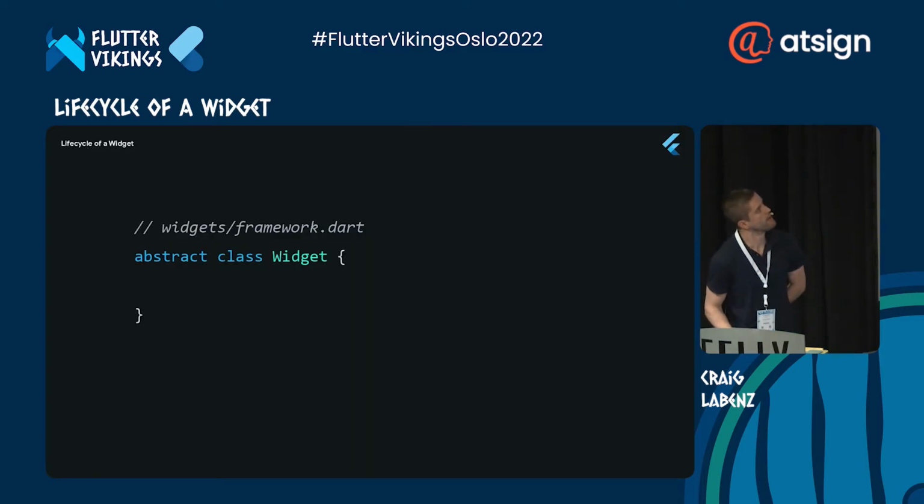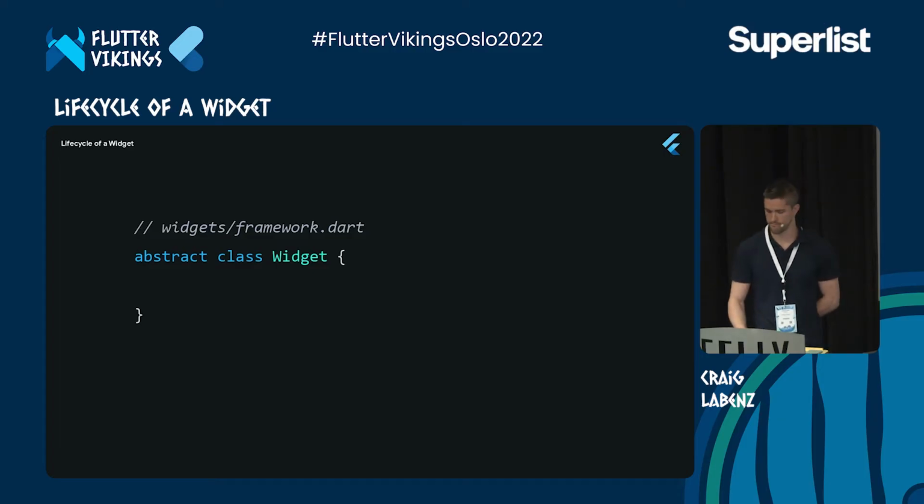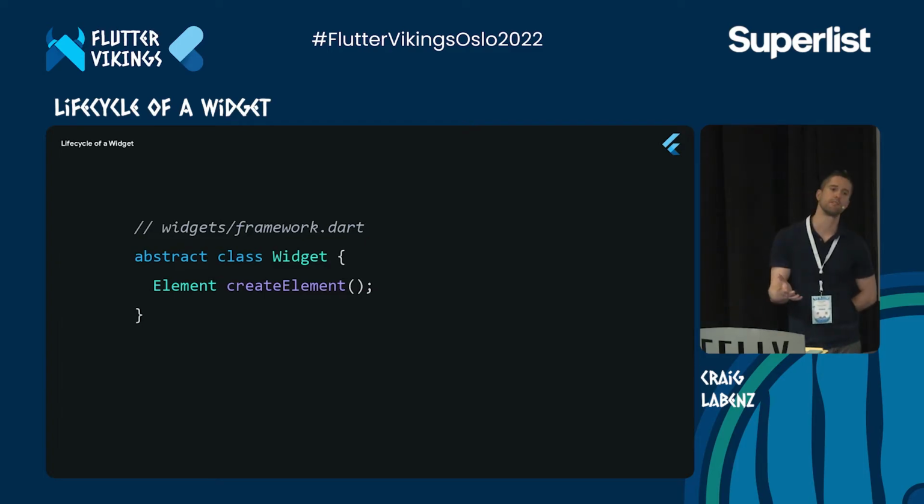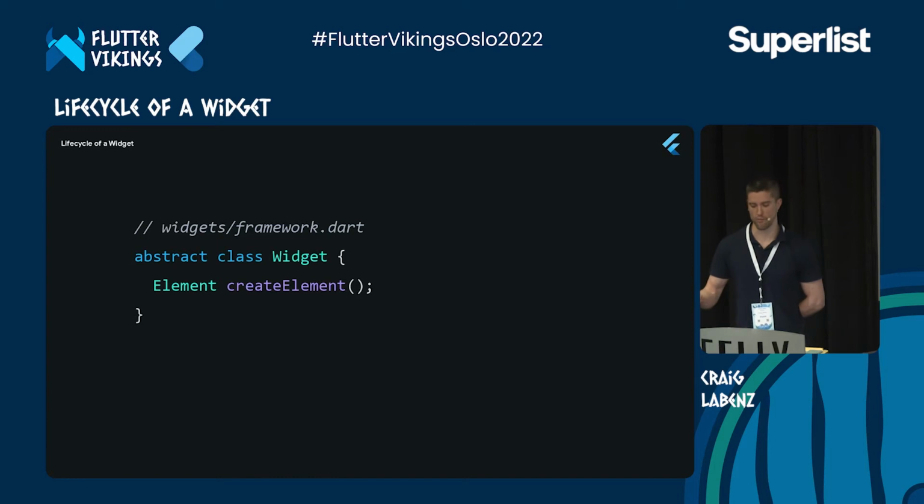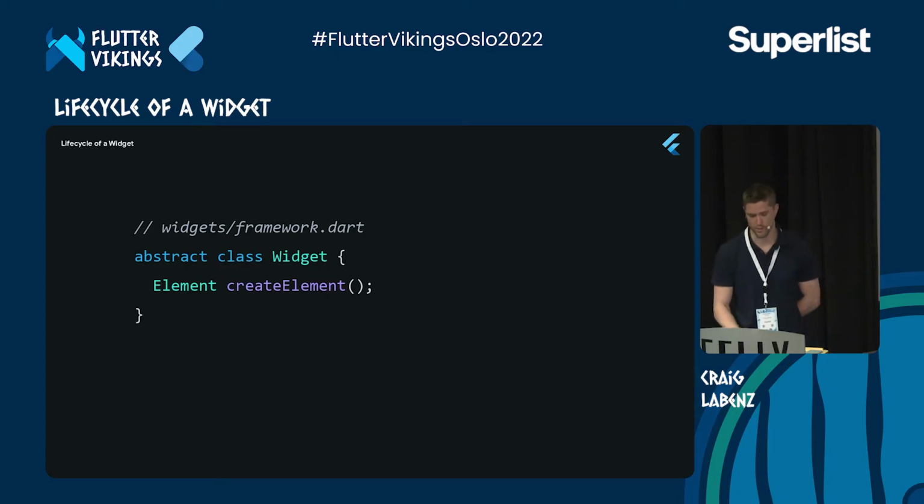So if you open up framework.dart and look at the widget class, framework.dart, by the way, arguably the most important file in all of Flutter, you'll see this create element method. And that tells us that it's widgets that create elements. This stands to reason because as Flutter developers, we obviously primarily write widgets. So Flutter should be learning about our apps from the widgets that we write. So widgets come first, widgets create elements.